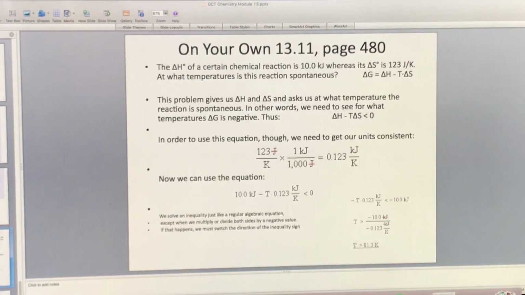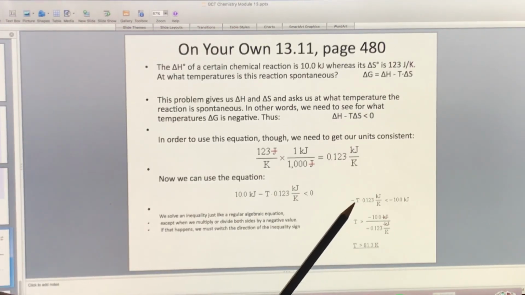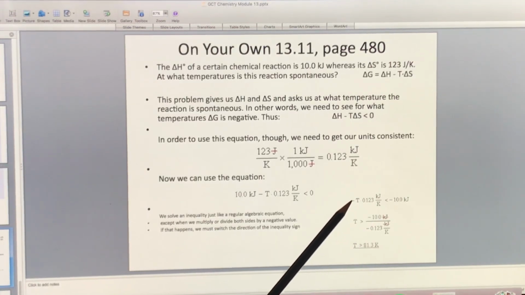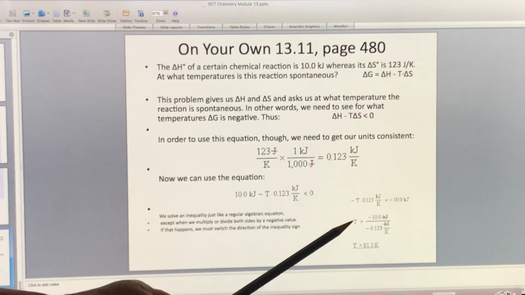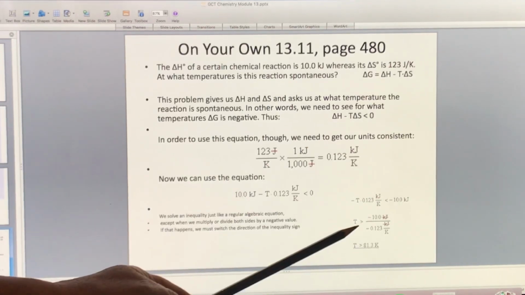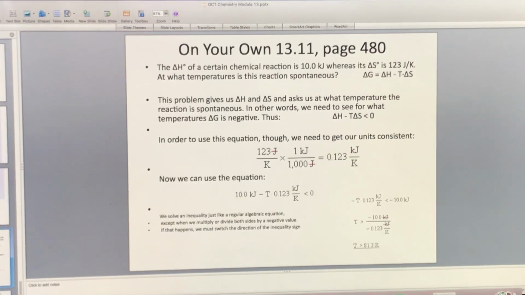It goes on the other side of the less than sign. But we have a negative T here. So when we multiply both sides in essence by a negative 0.123 kilojoules over Kelvin, then we have to flip this inequality sign. Here it's facing to the left, but because we're multiplying by or dividing by a negative, in this case the sign gets flipped to the right. So it goes from less than to greater than, and now our T is greater than 81.3 Kelvin.